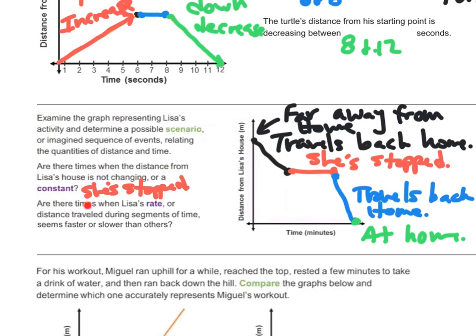So then it says, are there times when Lisa's rate or distance traveled during segments of time seems faster or slower than others? Now we noticed here that at this point she's traveling back home, and at this point she's traveling back home. When we're talking about this rate, that's another word for slope. So when is the slope steepest? That slope is steepest at the end in the blue part. And when the slope is the steepest, that's when she's traveling fastest.